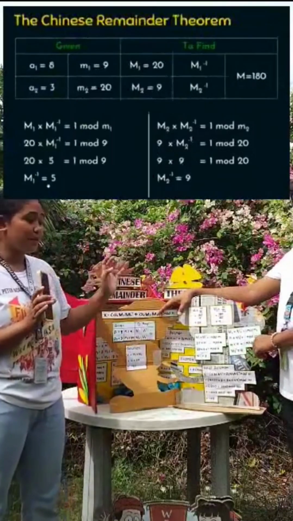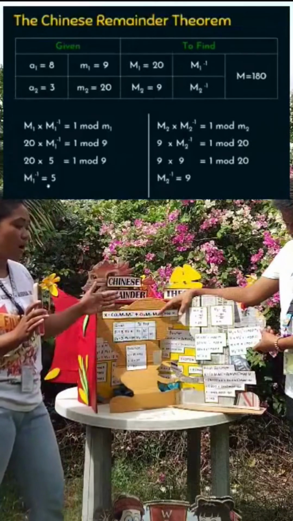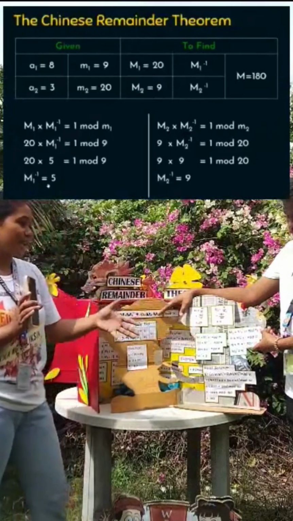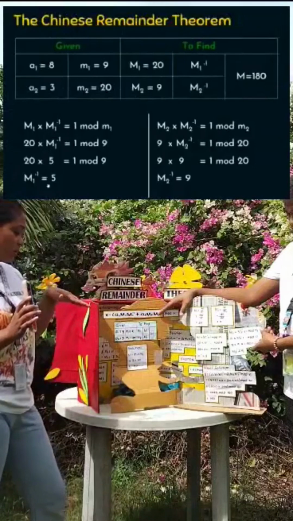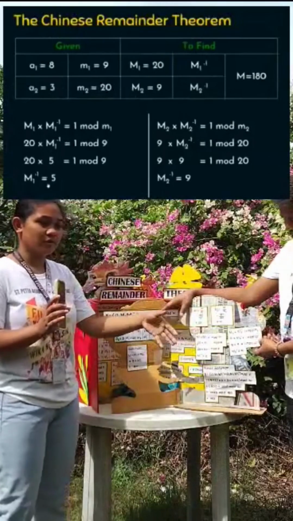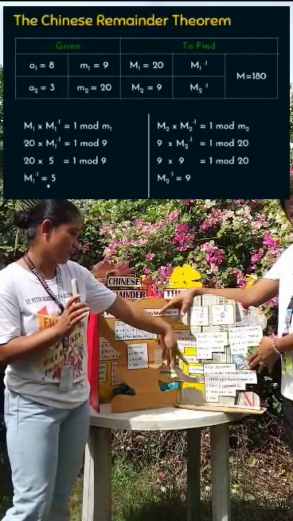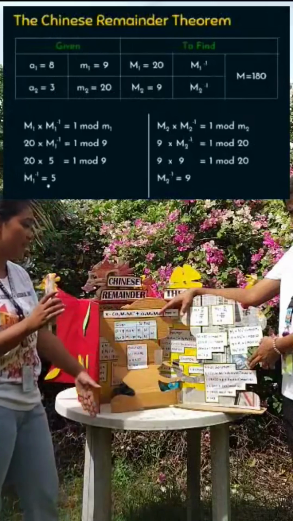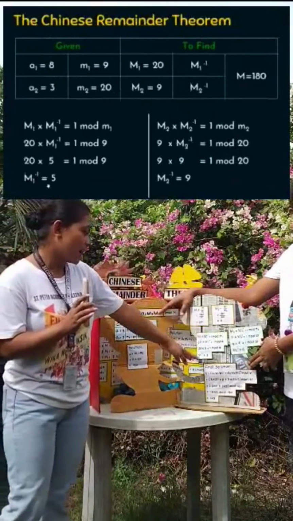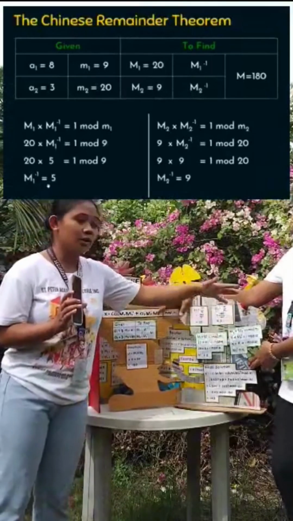M1 inverse. What we will do is multiply the capital M1 times capital M1 inverse equals 1 mod small m. So since our M1 is 20, we have to find a number that gives an answer which, once divided by 9, has remainder 1. So here we tried numbers, and it is only at 5 that we found the answer. So 20 times 5 equals 100, divided by 9, we get 11 times 9 is 99, so the remainder is 1. Therefore our capital M1 inverse is equal to 5.